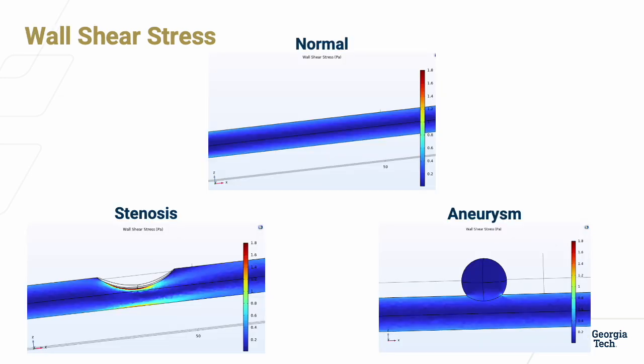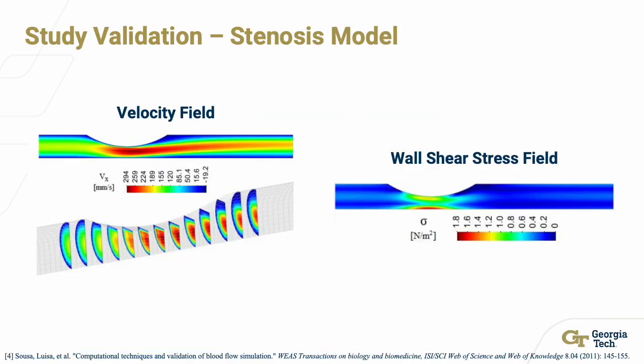Wall shear stress is also an important factor to consider because this can affect how the biological tissue behaves when these conditions change. So in a normal condition, the wall shear stress remains relatively low and relatively constant, whereas in stenosis, there is an increase in the values of wall shear stress right around the narrowing. And then for an aneurysm, we see a small increase in the wall shear stress right at the edge of the aneurysm. The results from the stenosis model are validated against data in literature, where we're seeing a high agreement in the velocity and wall shear stress fields between their results and my results.